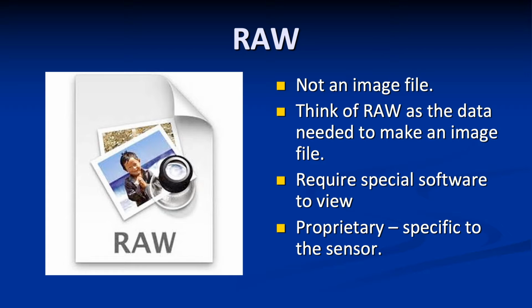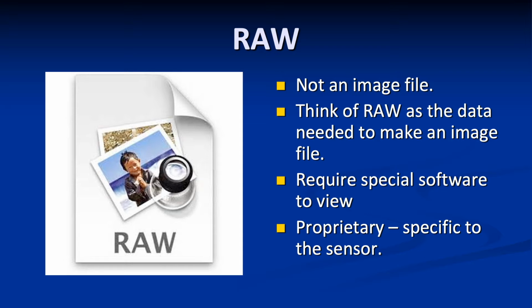So RAW is not an image file. Think of RAW as the data needed to make an image file once it's been processed. It requires special software to view, and in fact, when I say view, you can't actually view it, you've got to convert it. The moment you convert a RAW file at any point in the process, you're changing stuff, and some of that change is permanent. So be careful. However, you keep the RAW file. The change is made to the copy. You don't actually affect the RAW file, and therefore you can always go back and do it again if you don't like the result.